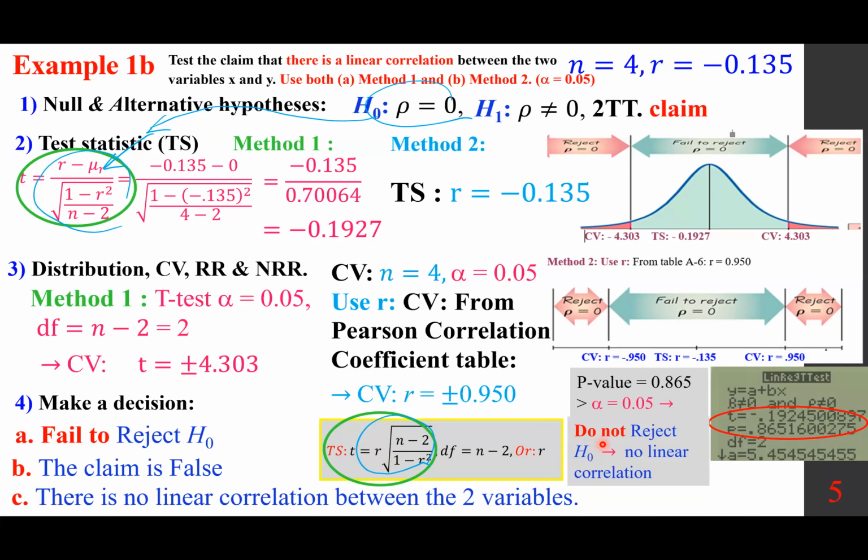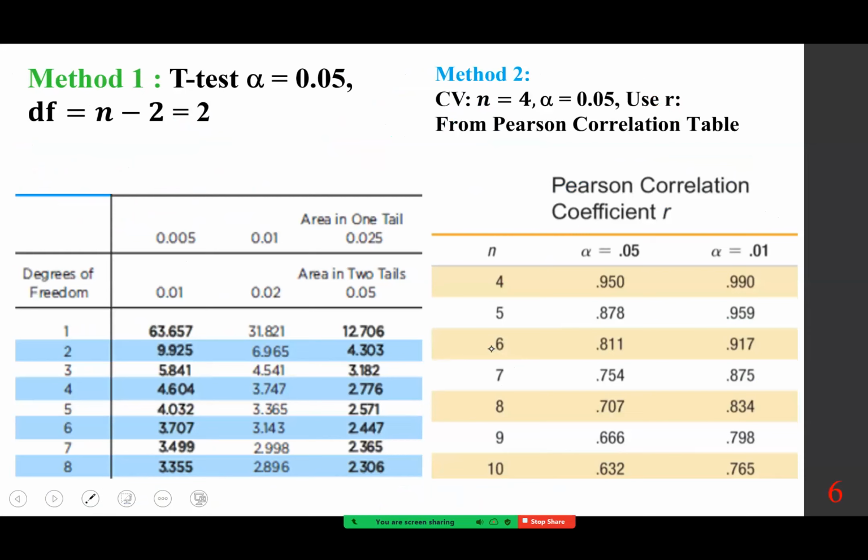I want to show you how we found the critical value for the t distribution as well as the Pearson. So here's the t distribution and degrees of freedom. We remember alpha is 0.05. That's the area in two tails, and degrees of freedom is n minus 2, or 2. Put these two together, and you get this number. And therefore, t is plus or minus 4.303. So if you're using the t distribution and a table, you can also use technology.